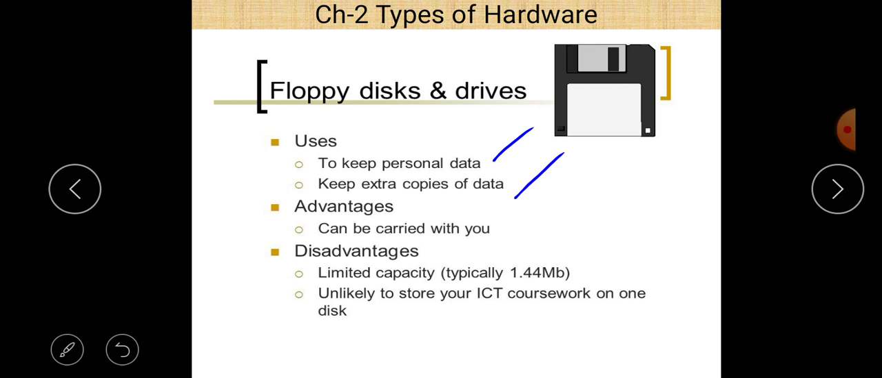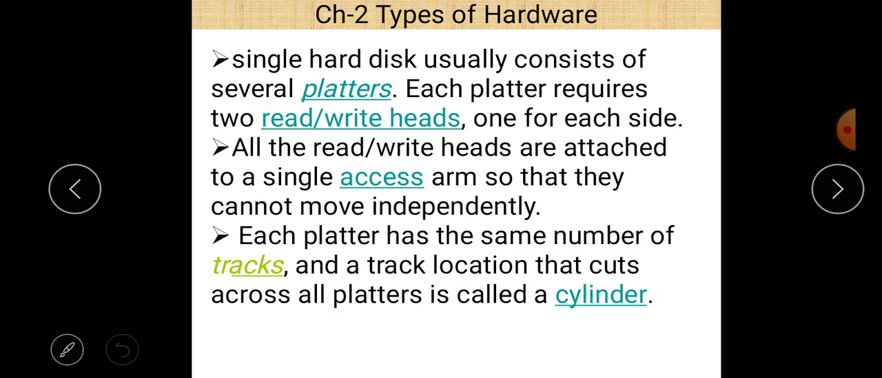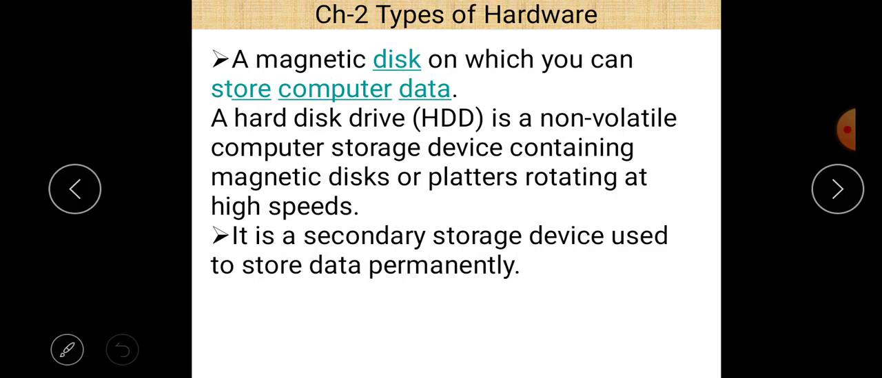Next topic is magnetic disk. So what is a magnetic disk? Basically, a magnetic disk is a disk on which you can store computer data. A hard drive is a non-volatile computer storage device containing magnetic disks or platters rotating at a high speed, and it is a secondary storage device used to store data permanently. Always remember that a hard disk is a magnetic disk which stores computer data, and a hard disk is also a non-volatile computer storage device.